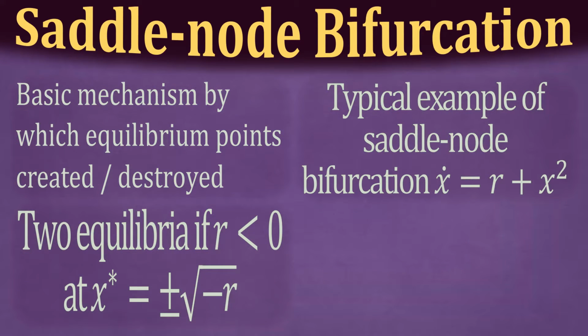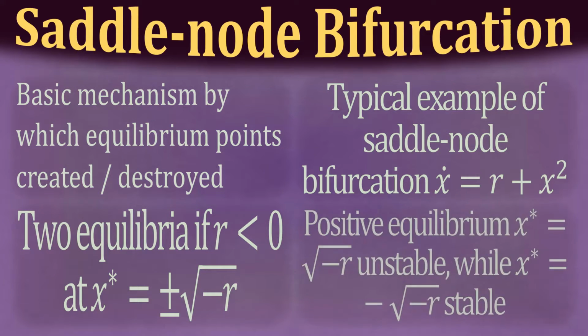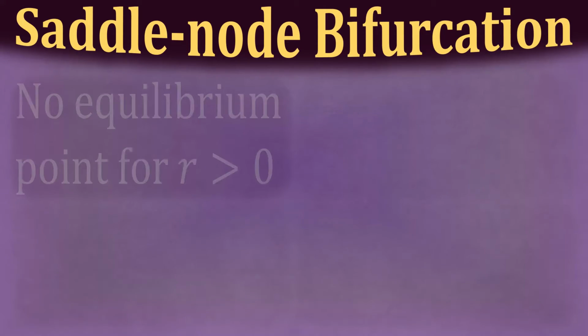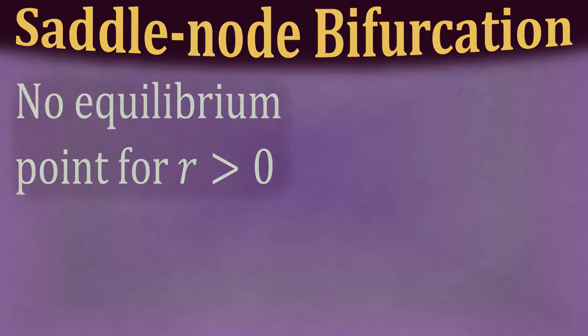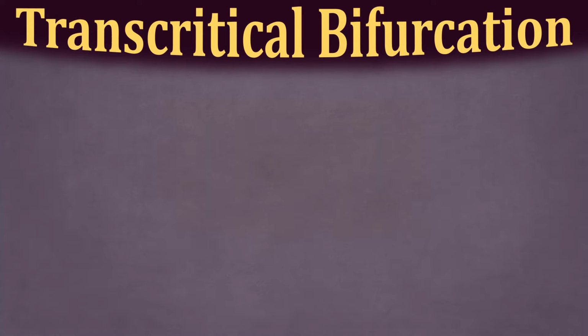There are two equilibria if r is negative: x star is equal to plus or minus the square root of minus r. The positive equilibrium, x star equal to the square root of minus r, is unstable, while x star equal to minus square root of minus r is stable. There are no equilibrium points for r positive.